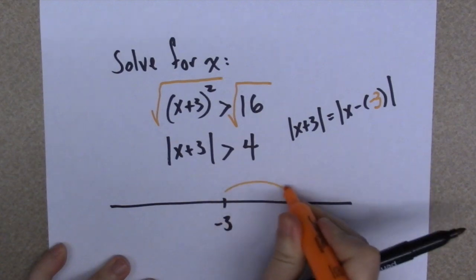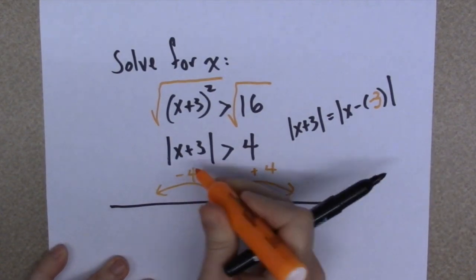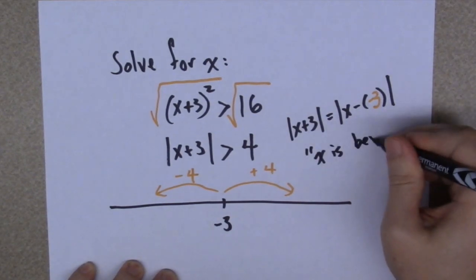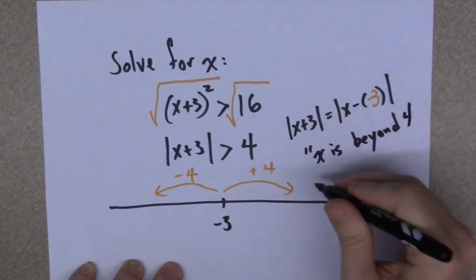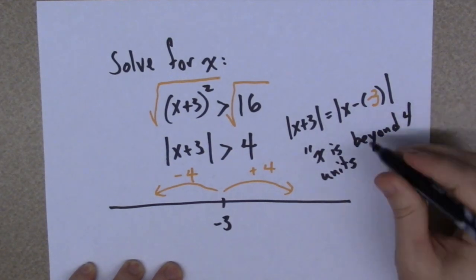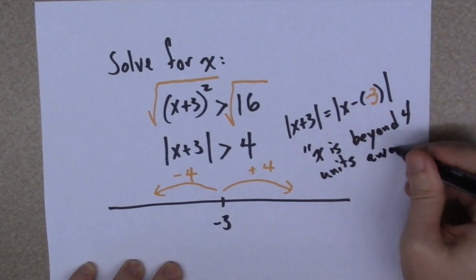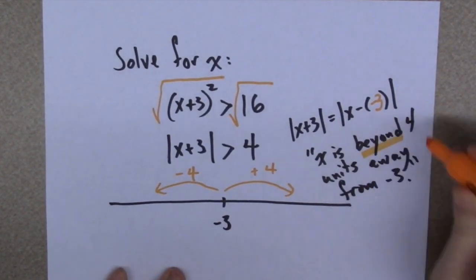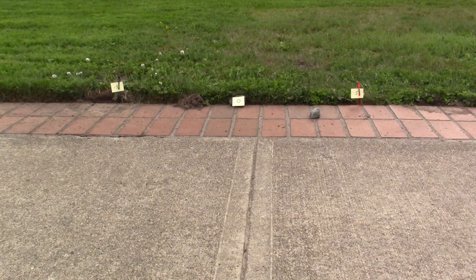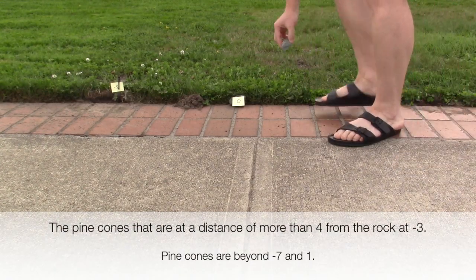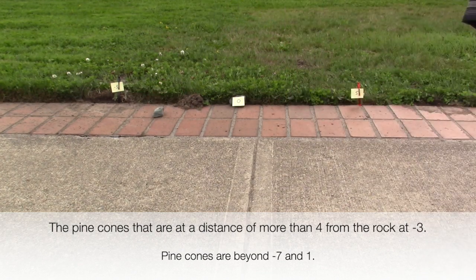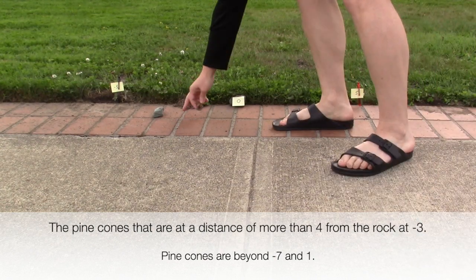So with respect to the point negative 3 on the number line, I can measure off a distance of plus or minus 4, and that'll give me 2 points on the number line that are exactly 4 units from negative 3. I'm looking for the values of x's that are beyond 4 units from negative 3. That is to say, they're further away from negative 3. So since negative 3 is 3 units to the left of 0, I can measure off a distance of plus or minus 4.